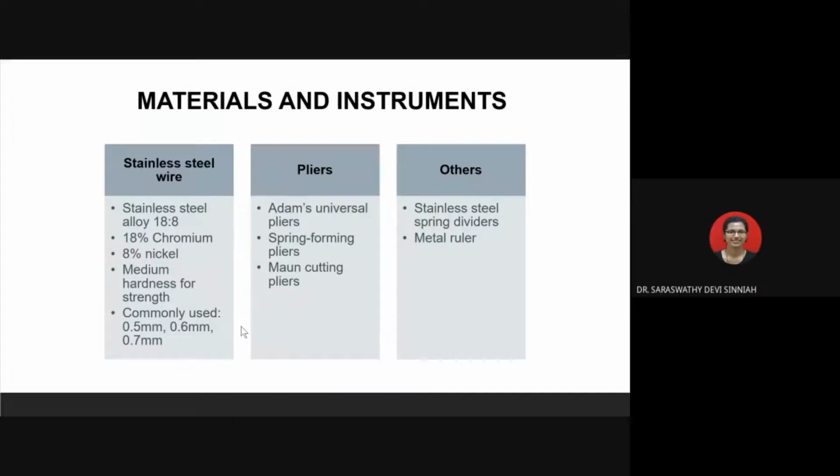Wire cutting pliers, such as the Mohn cutting plier, can be used to cut stainless steel wire that can be used to fabricate any kind of springs. Other instruments include the stainless steel spring dividers and metal ruler. These two instruments can be used to measure distance between teeth.